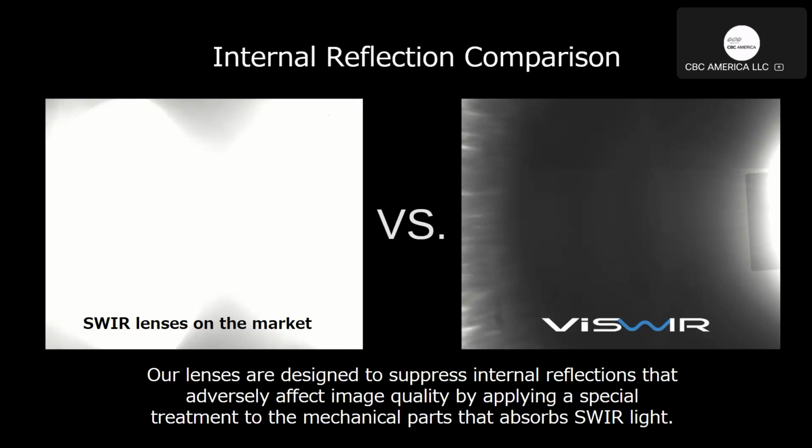Here we show the internal reflection comparison between other SWIR lenses on the market and our VisSWIR Hyper APO series. As you can see, our lenses are designed to suppress internal reflection that would adversely affect image quality, by applying a special treatment to the mechanical parts that absorbs the SWIR light.